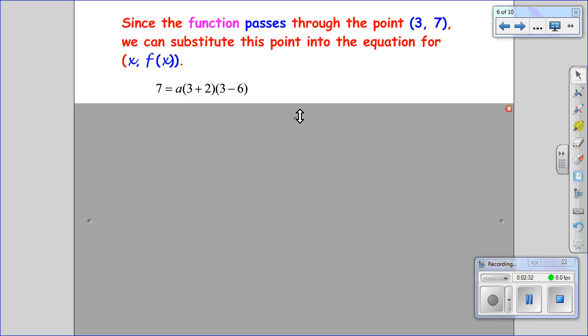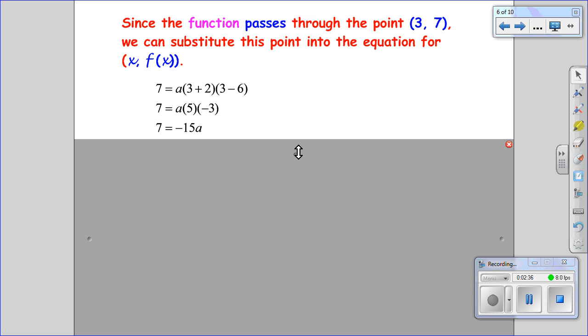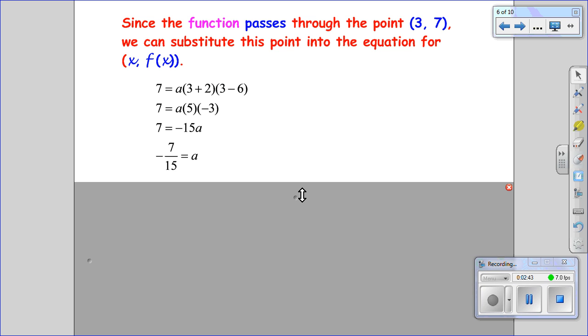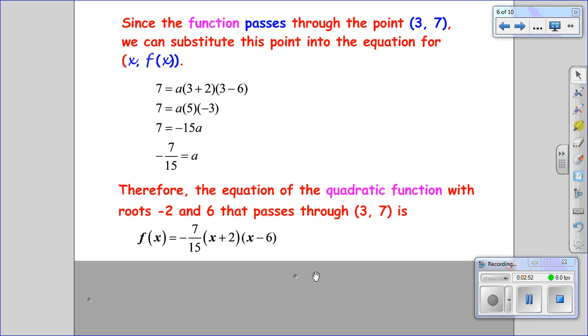So once I use my good friend BEDMath, this will simplify to 7 equals negative 15a, and I divide both sides through by negative 15, and I discover that I in fact have a vertical compression by a factor of 7/15 and a reflection in the x-axis. But it didn't ask me for that. That's just an interesting piece of information for review. So I know the equation is f of x equals negative 7 over 15 times x plus 2 times x minus 6. There was a unique answer to that question.